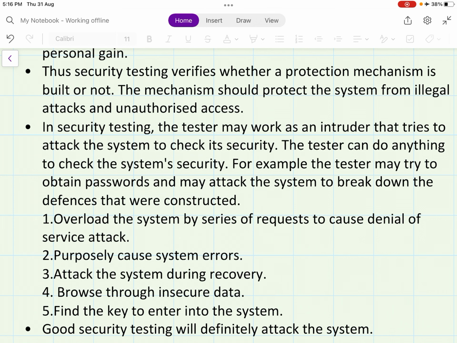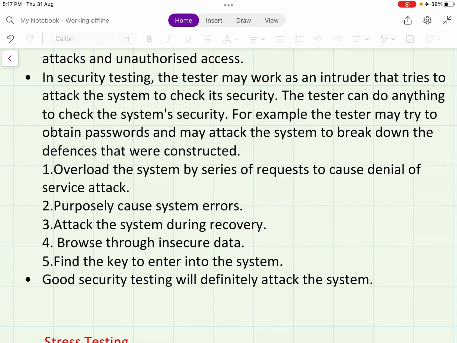For example, the tester may try to obtain passwords and may attack the system to break down the defenses that were constructed. So the tester will try to break the defenses. So basically the tester will replicate the actions of the hacker, who is an unauthorized hacker, who is not an ethical hacker, some kind of mischievous person or a disgruntled employee. What will the tester do? The tester will try to copy the actions of these people.